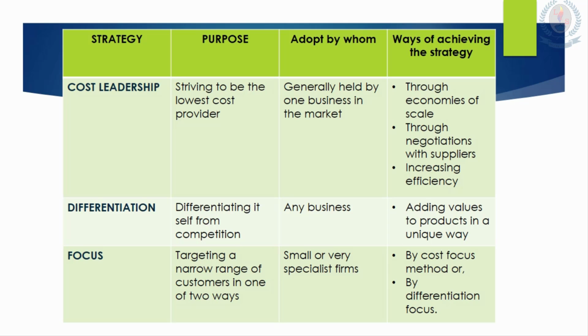Here I include a table as it will be easier for you to remember the facts which we identify through PORTER'S strategic matrix, and then it will be easy for you to keep those 3 strategies in your mind in a clear manner. So in this table I include 4 columns: strategy, purpose, adopted by whom, and the final one, ways of achieving the strategy.